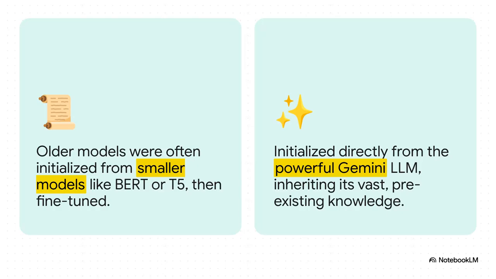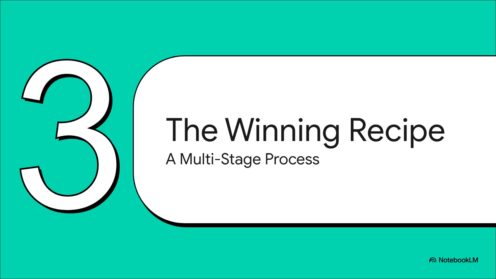And this really shows you the core difference, right? While older models were often trained from scratch for specific jobs, Gemini Embedding gets a massive head start. It's initialized directly from the base Gemini model, which means it starts its life already possessing Gemini's huge knowledge of the world. So how did they actually build this thing? Well, it turns out the secret sauce is this really clever multi-stage training process.